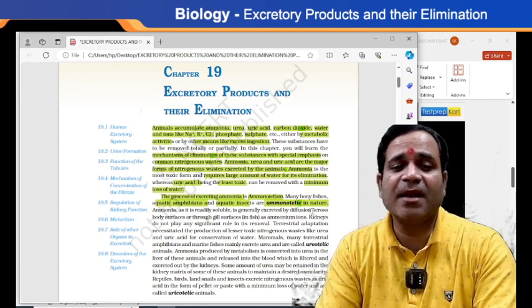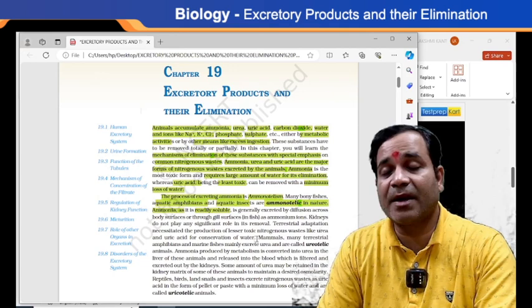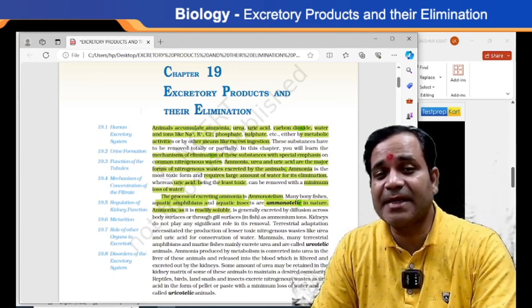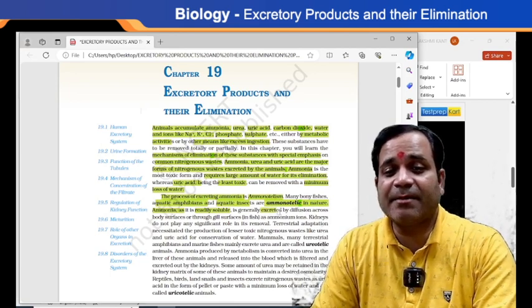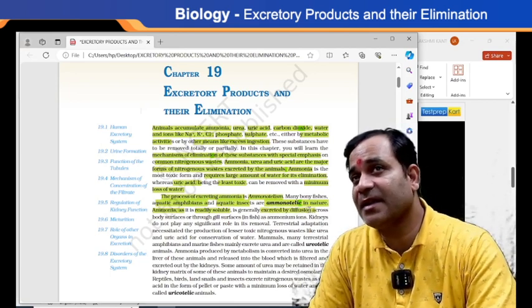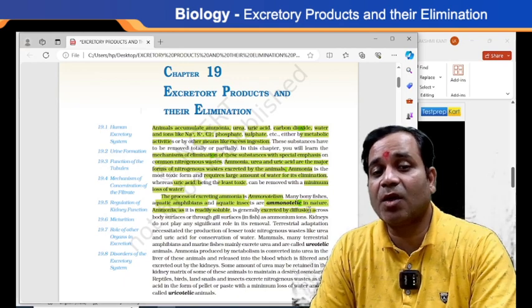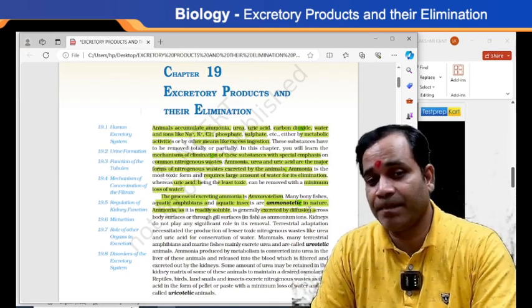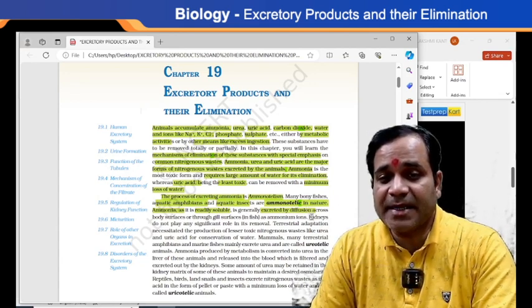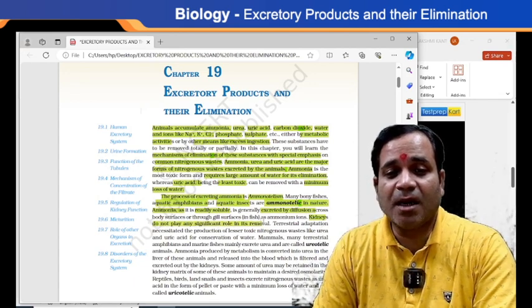Here, it is very important to understand that ammonia is readily soluble. What I'm saying, ammonia is readily soluble, but generally excreted by diffusion, my dear. And if I'm saying the word diffusion, it means through the body surface or through the gills, as ammonium ions can be removed from the body. But in spite of all these things, the kidney does not play any significant role in the removal of what? Ammonia, my dear.